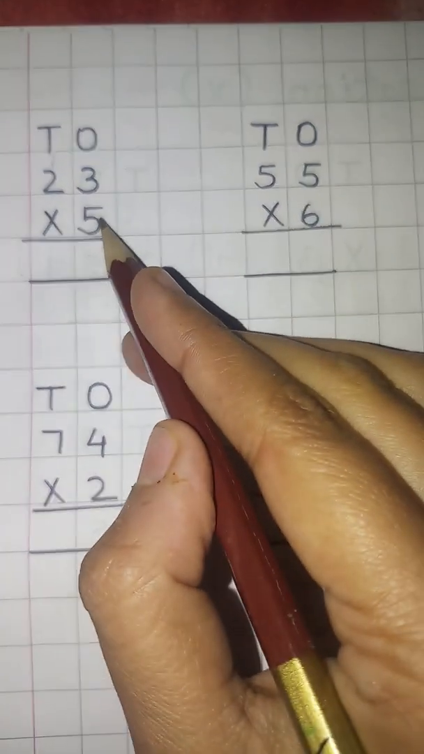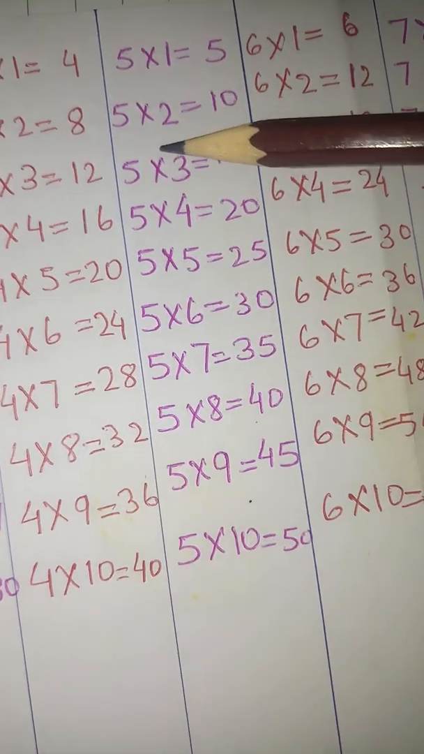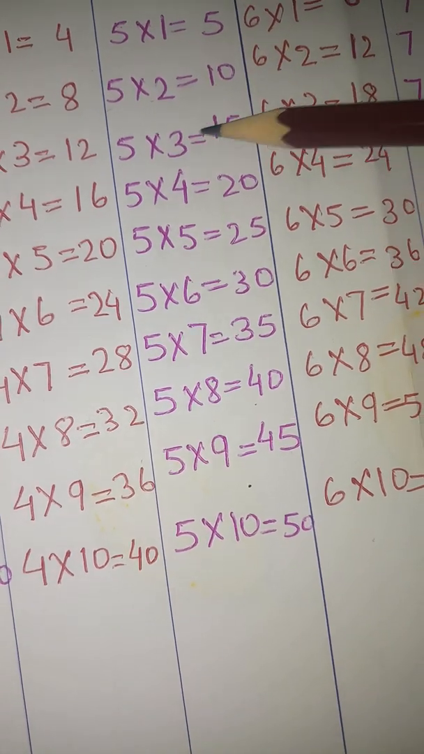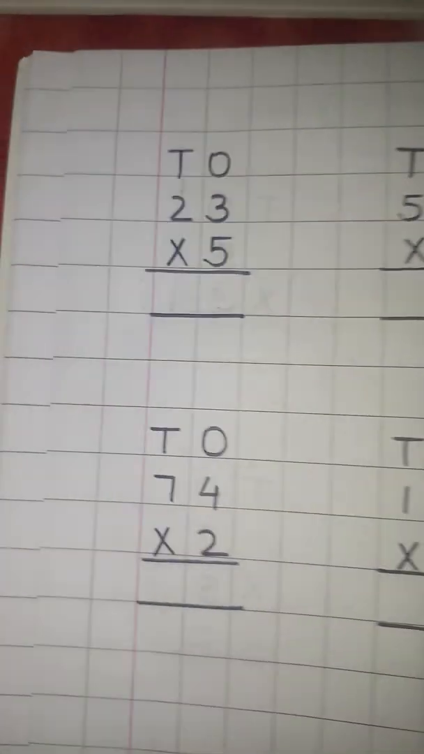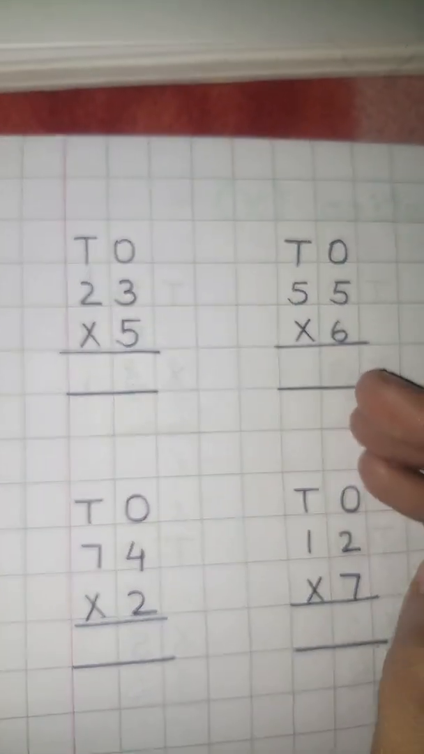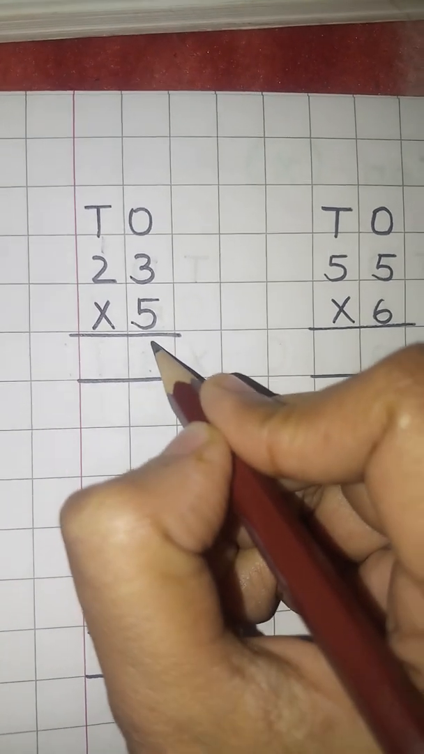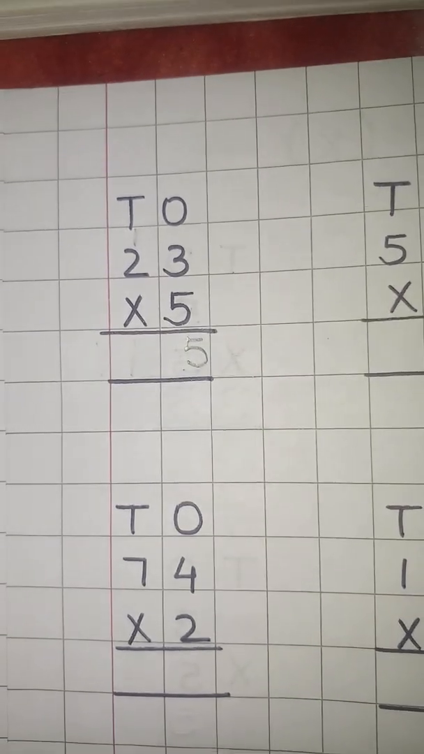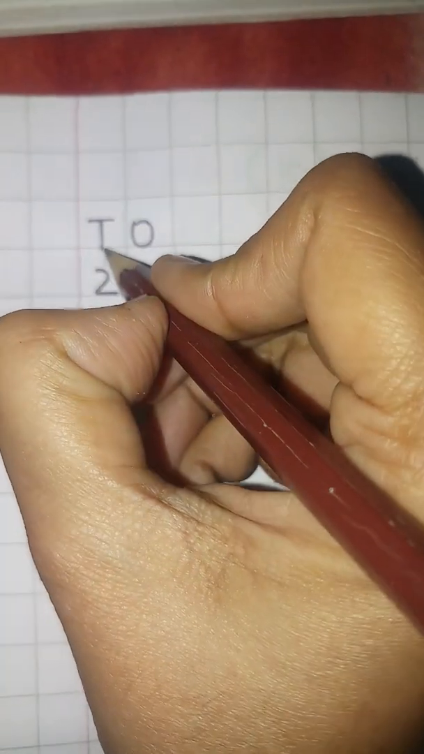First, 5 into 3. So what will be the answer? Let's see. 5 into 1, 5. 5 into 2, 10. 5 into 3, 15. 5 3s are 15. So we take the ones position, that is 5, and carry over 1.